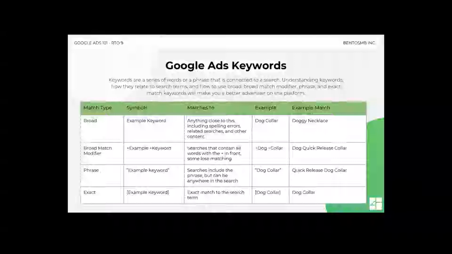It's in square brackets, and basically that says exact match. It has to be exactly that, nothing else, nothing in the beginning, nothing at the end, exactly those characters. So [dog collar] and dog collar. It will not match things like spelling mistakes. It will not match anything that is other content or related searches. It has to be that exact.